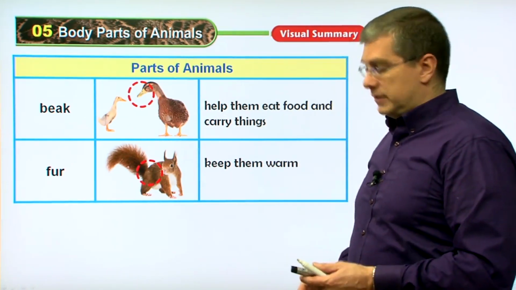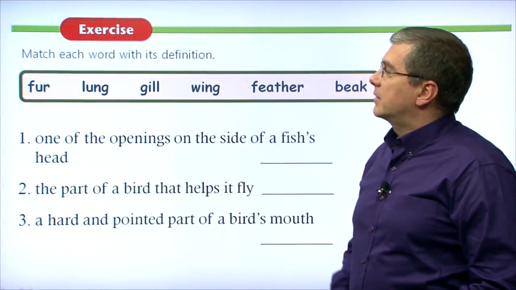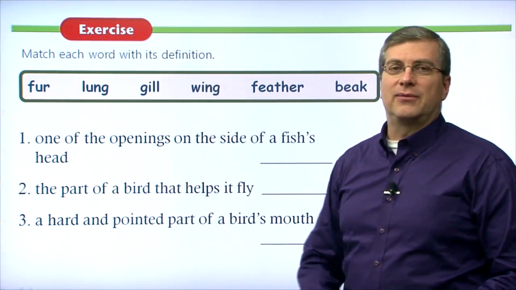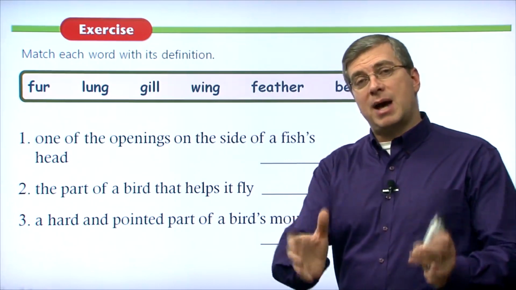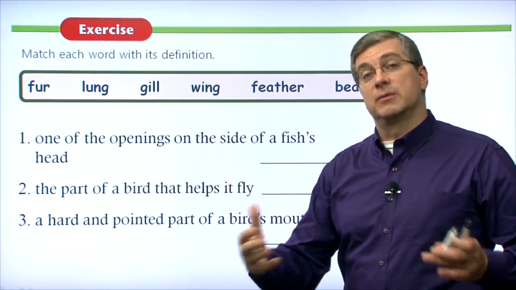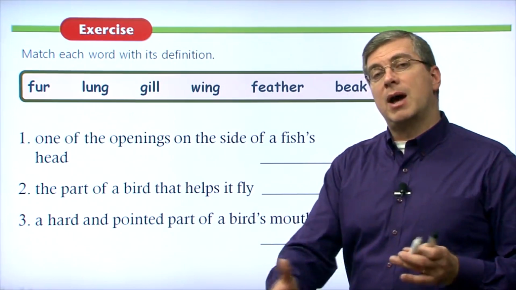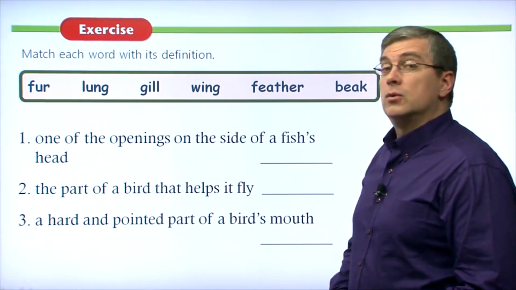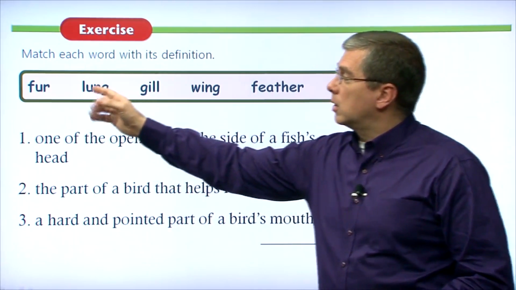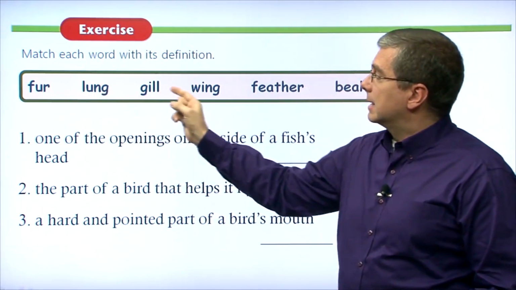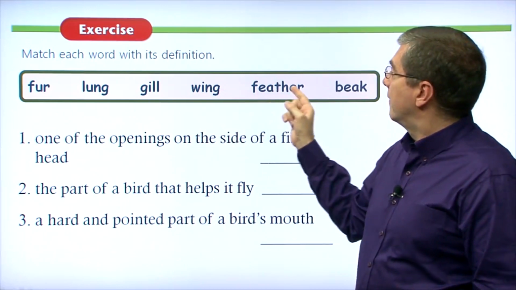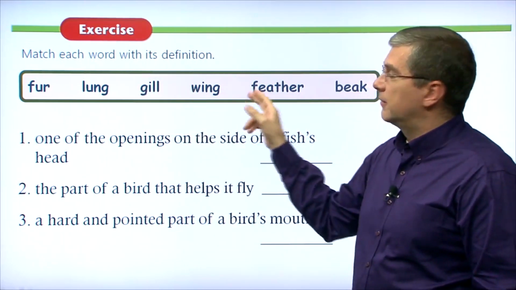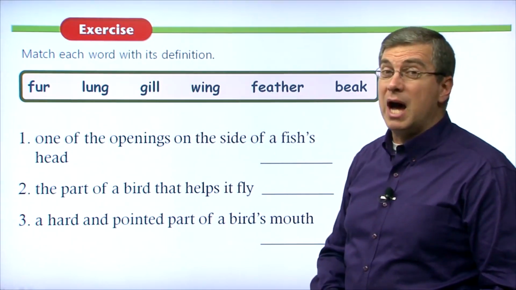Let's move on now to the next slide. Let's go on to the exercise. What we want to do here is match each word to its definition. So we've just talked about a lot of different words. We've learned some good vocabulary to talk about animal parts and also what those animal parts do. Let's review here with some words. Our words are fur, lung, gill, wing, feather, and beak. These are all different parts of animals' bodies.